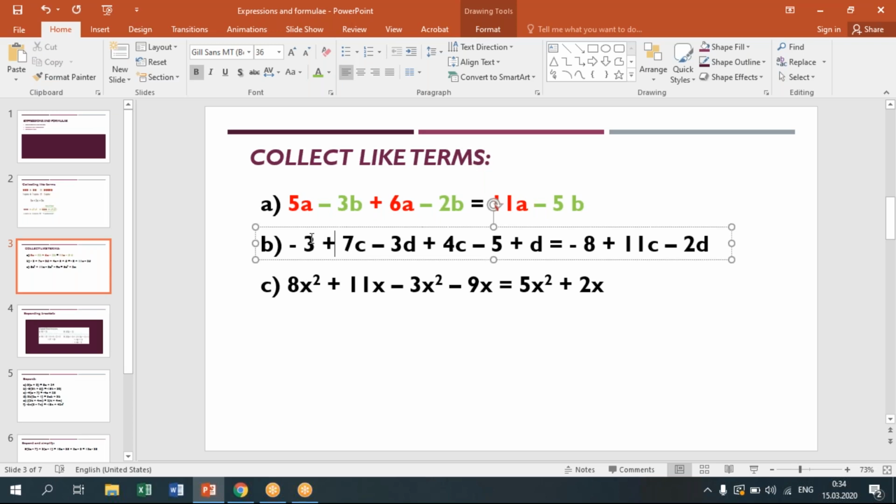Here we have constant numbers. We have C as a variable, and we have D. What we can do, again, we see the constant numbers, negative 3, this one, and negative 5, this one. Negative 3 minus 5 will be negative 8.